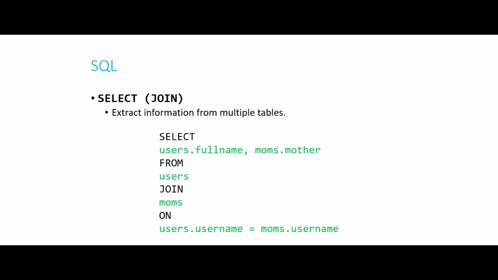So for example, I might have a query that looks like this. Select users.fullname, comma, moms.mother from users joining the moms table onto it temporarily, on, which is akin to where, on users.username equals moms.username.